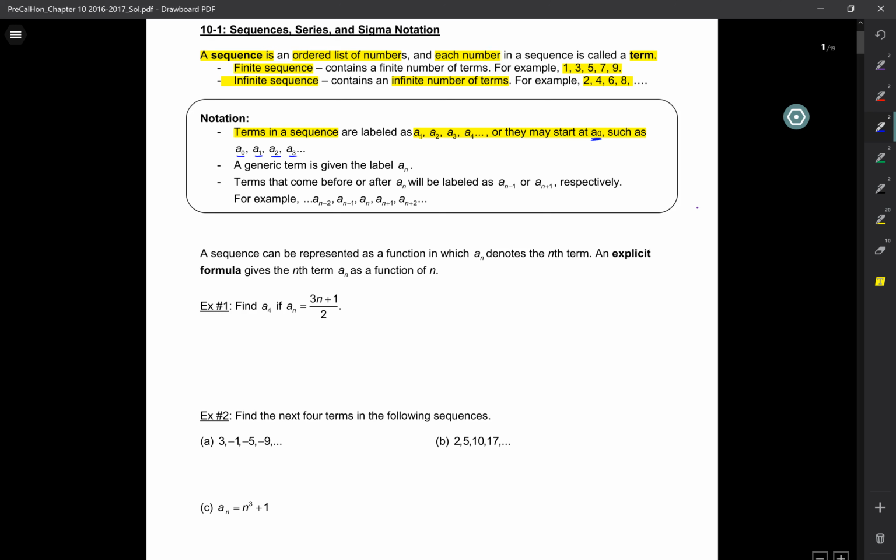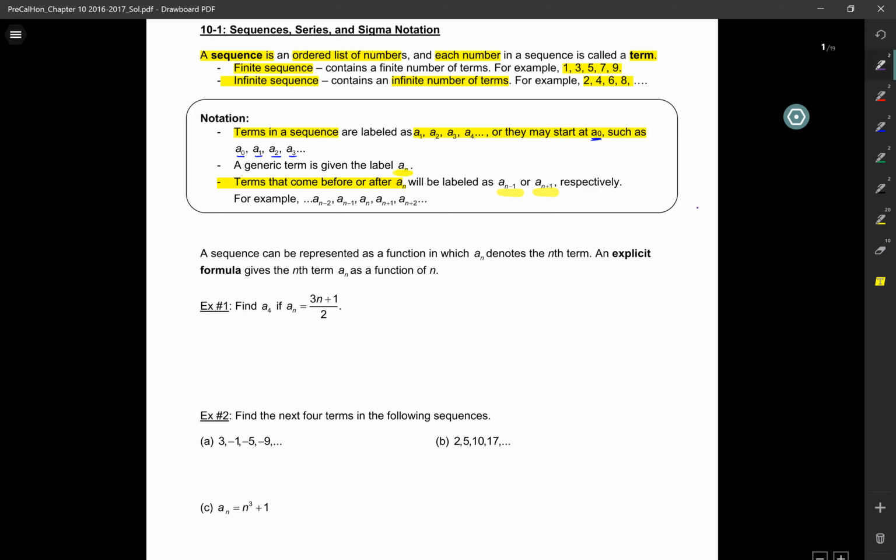A generic term is given the label AN. All right, so if you just talk about some random term in the sequence, that's just AN. And what about terms that come before or after AN then? If they come before or after AN, then they'll be labeled as AN-1 or AN+1. Okay, so what does that mean?